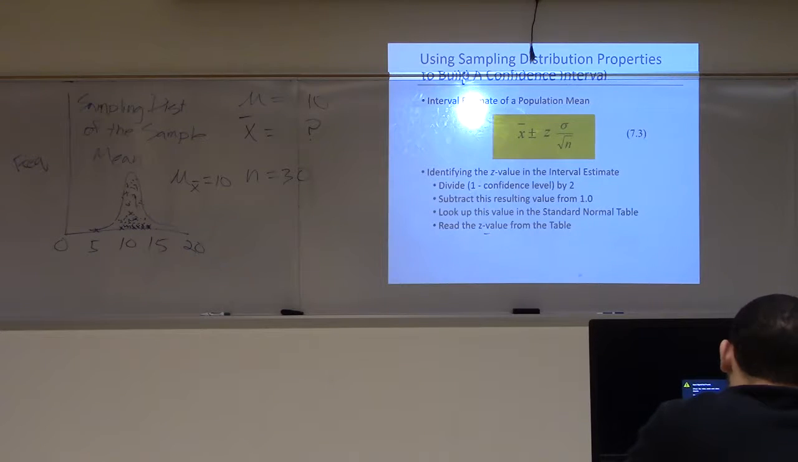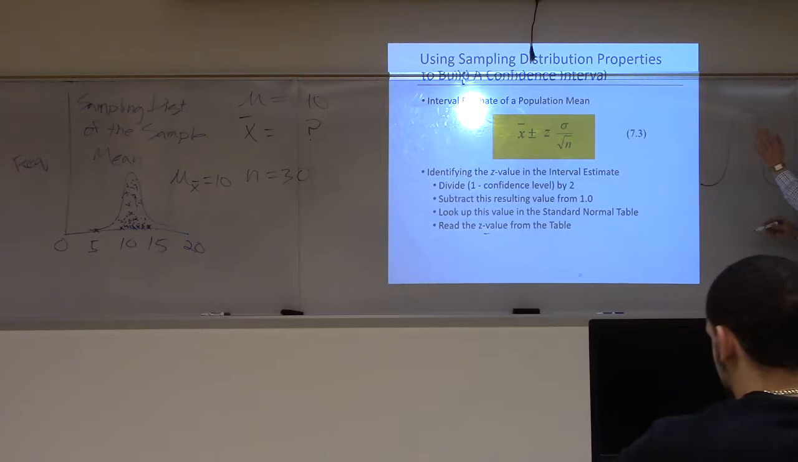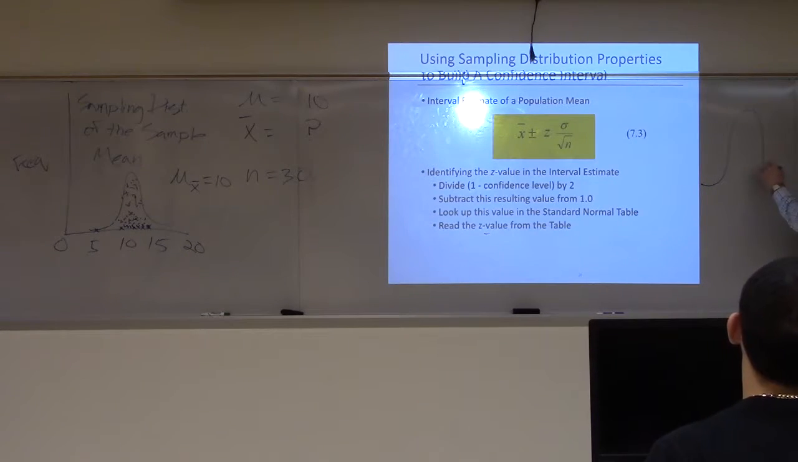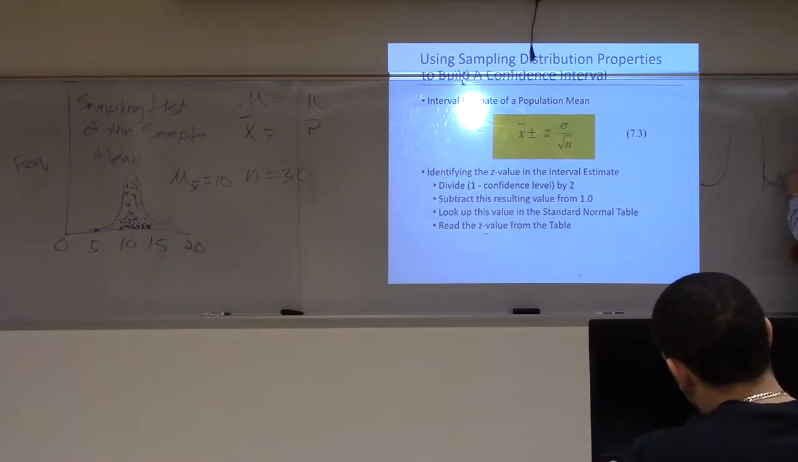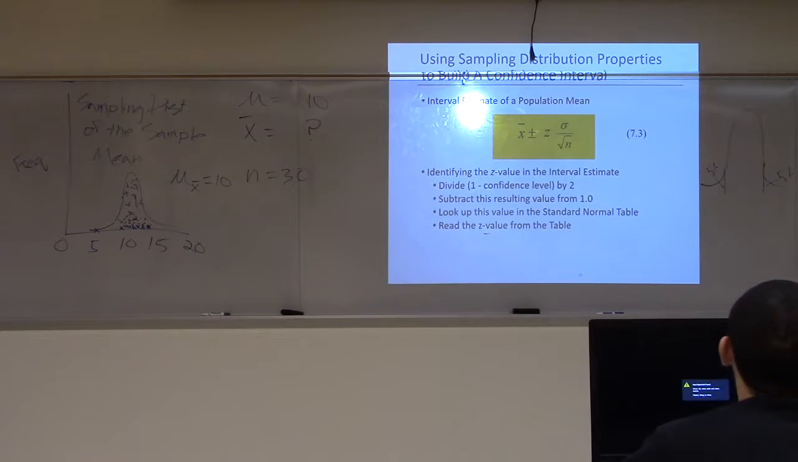Can you do another one? Yeah, let's do one more. How about I want to be 90% confident? If I'm 90% confident that my sample mean is going to fall within this range, it'll be 5 and 5. 5% here, 5% here. So now, I want the z-value that separates the upper 5% and the bottom 95% of the data.